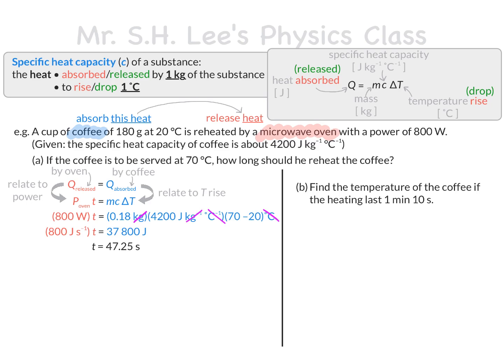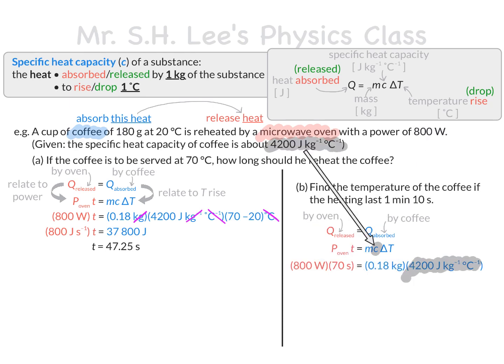What if I forget to switch off the microwave oven until it's heated for 1 minute and 10 seconds? Again, the same logic. Set an equation for the heat released by the microwave oven being equal to that absorbed by the coffee. And again, heat released by the microwave oven is related to its known power through Pt, and heat absorbed by the coffee is related to its temperature rise through mc delta T. And putting in the right values in SI units, we have this equation, and is solved to give delta T, the temperature rise, equals 74.1 degrees Celsius.